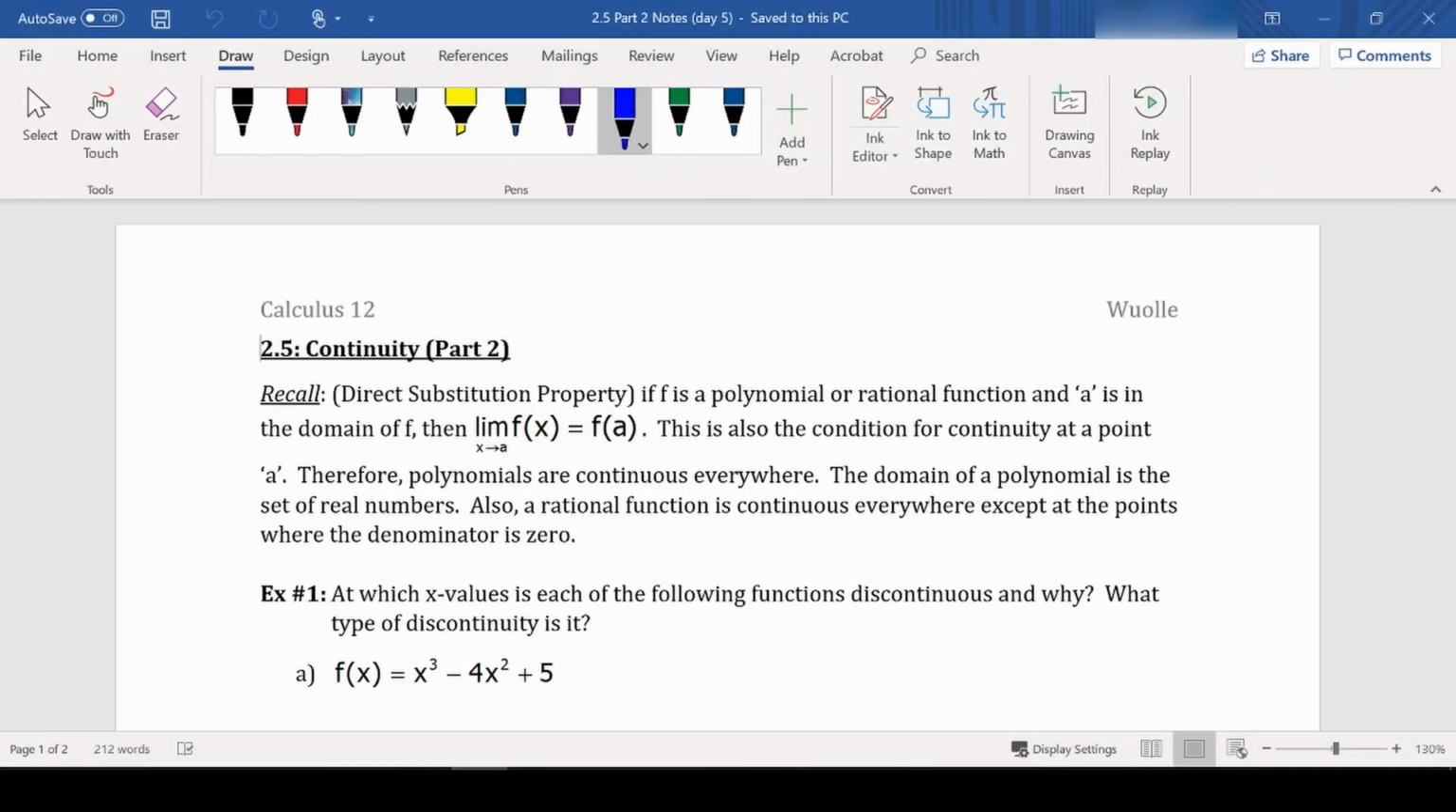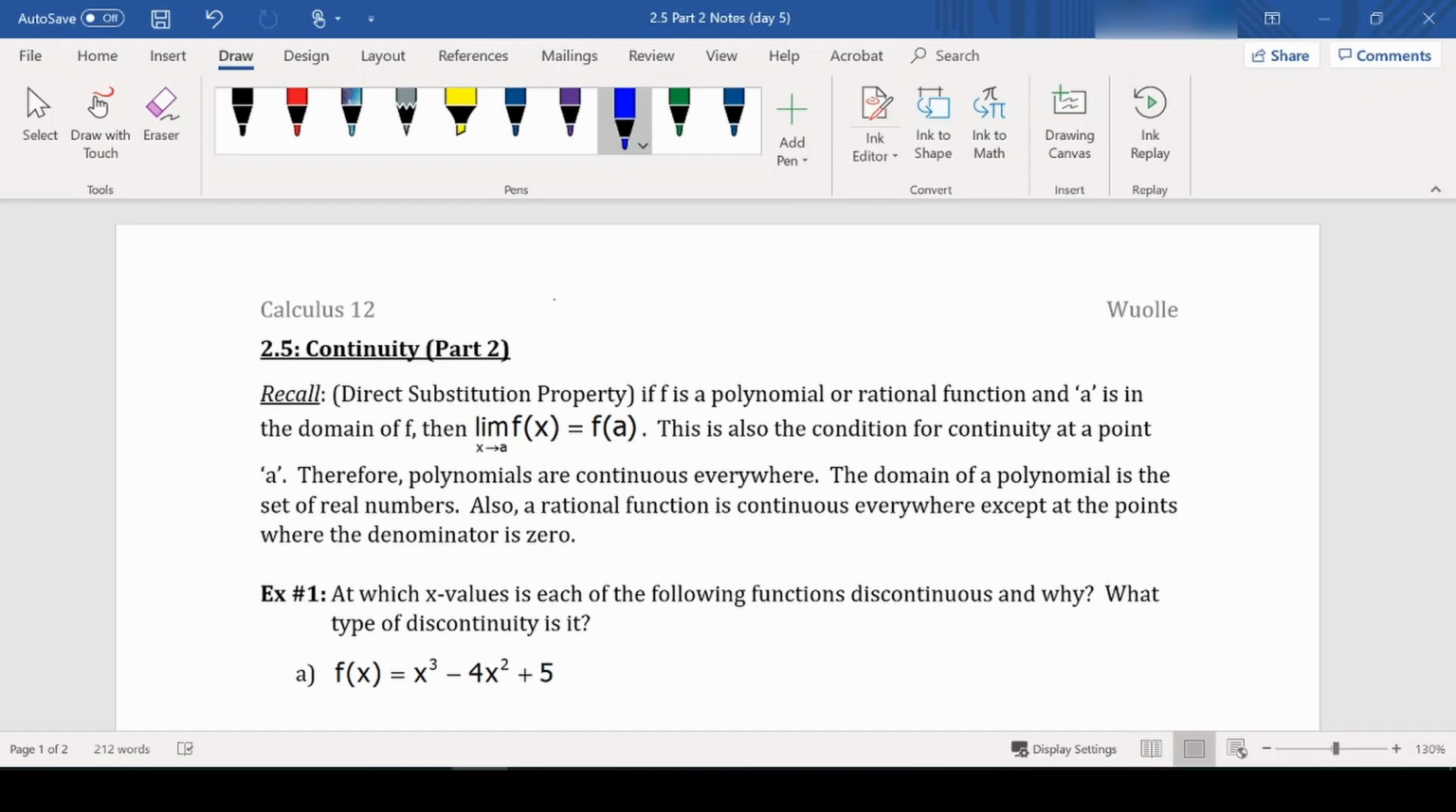Hello and welcome to our next lesson, which is continuing with continuities. This is part 2. We looked at graphs last day and trying to figure out where a graph is continuous. And today we're going to be looking at what if we just have the function? What if we don't have a graph?